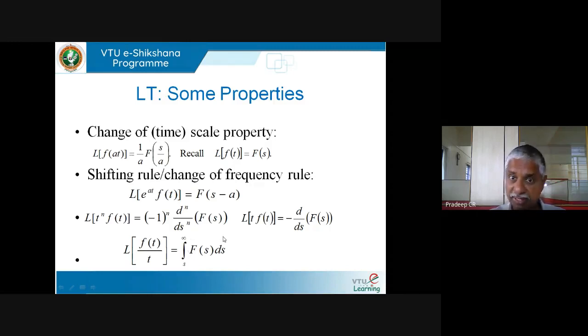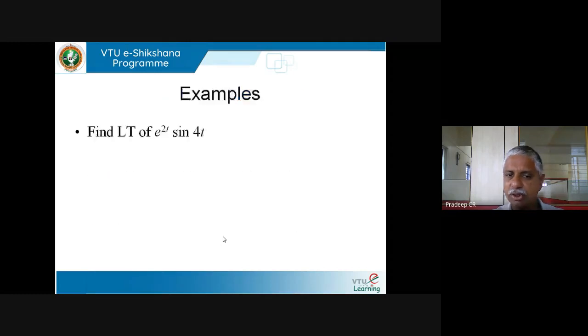I'll show you examples illustrating the power of these rules. These properties, as I told you, are very easy to prove, but the proof is not in your syllabus, so I'm not going to write down the proof. But they are pretty easy. Laplace of e power 2t sin 4t I have already shown you, so I won't discuss this.